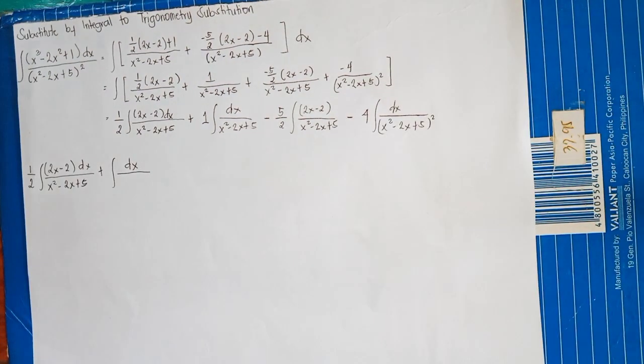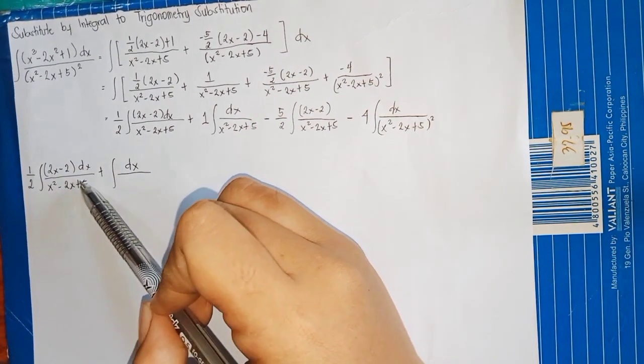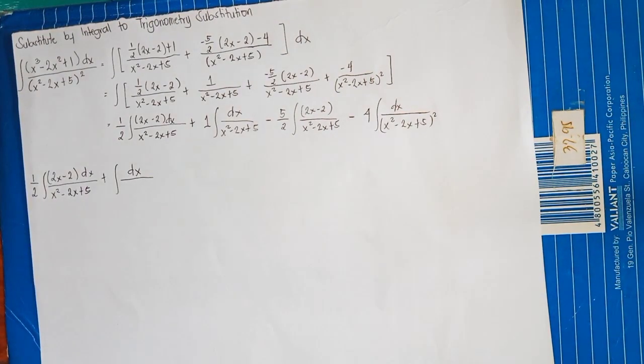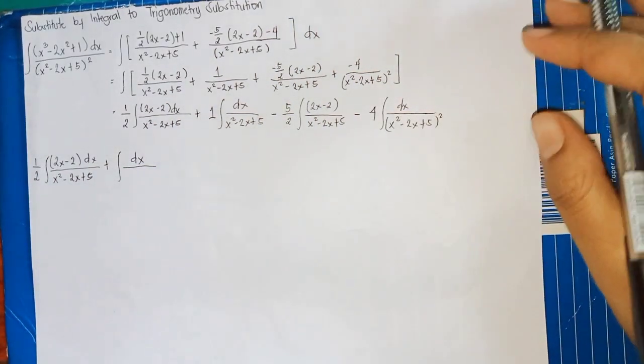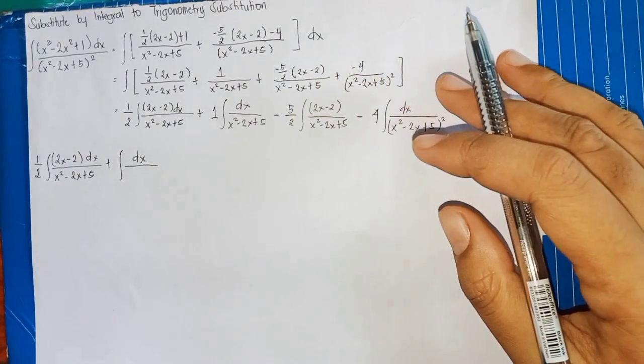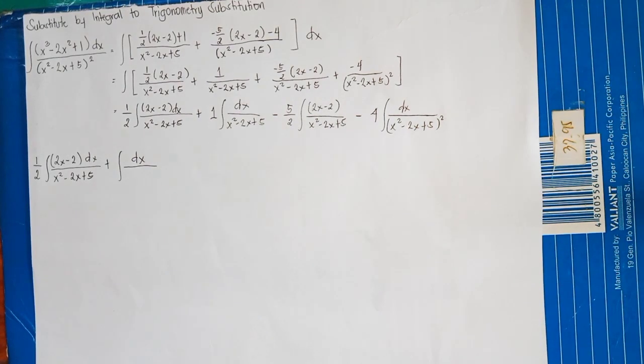1/2 integral of (2x minus 2) dx all over x squared minus 2x plus 5, plus, also, in the second term, since we need to use the inverse trigonometric function, we will transform the denominator into a form where we can apply it. Particularly, we can use the arctangent, so it should be a form of the integral of du all over a squared plus u squared.